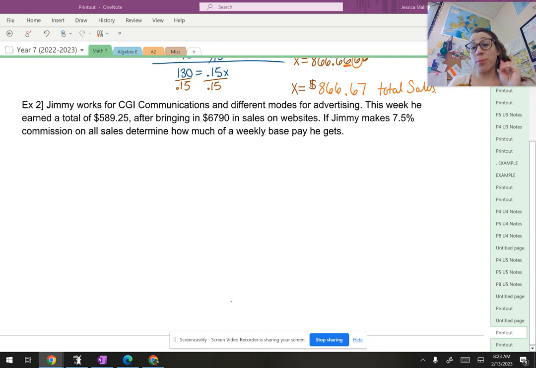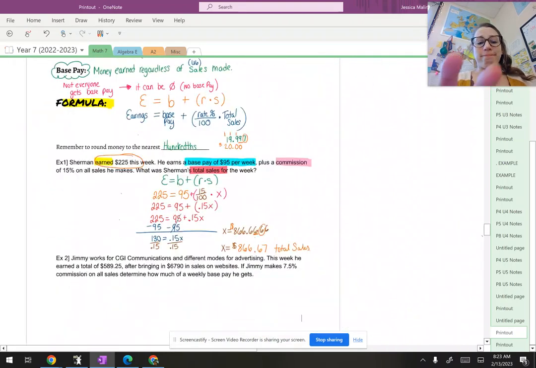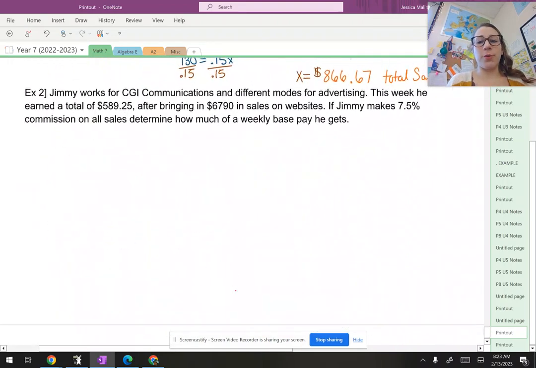Here we are looking at example 2 for Math 7. This is lesson 6-8 on commission. So yeah, here we go.